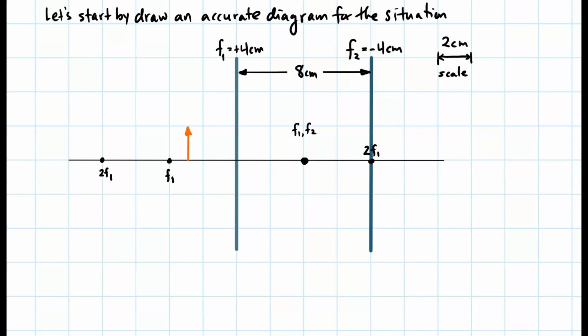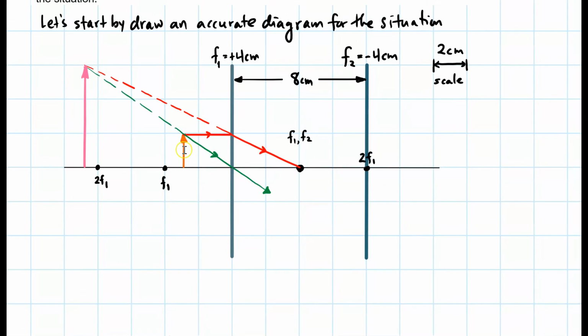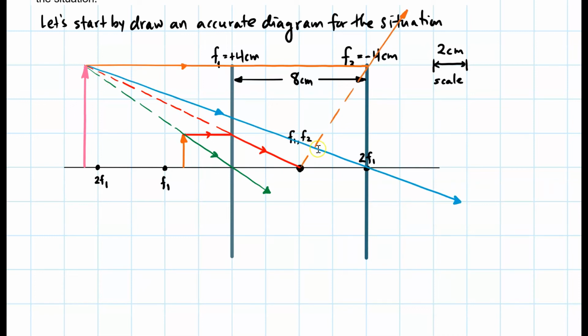Let's draw the rays for the first lens. So for this object, I have my ray 1, ray 2, they cross, there's my image. So this image is now the object for lens 2. Now to draw the image for the second lens. So the final image is where these two rays cross.